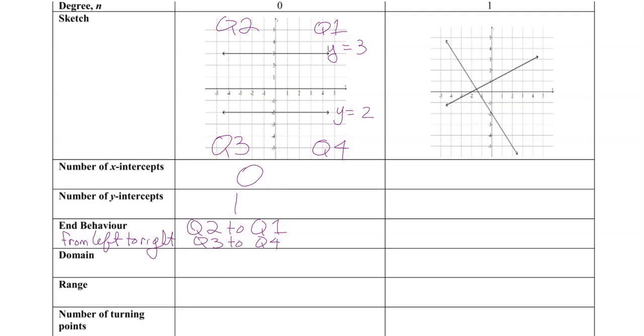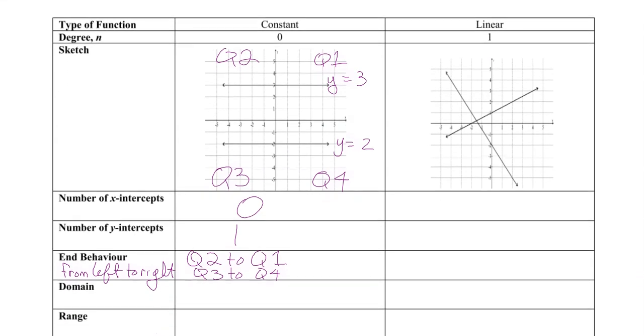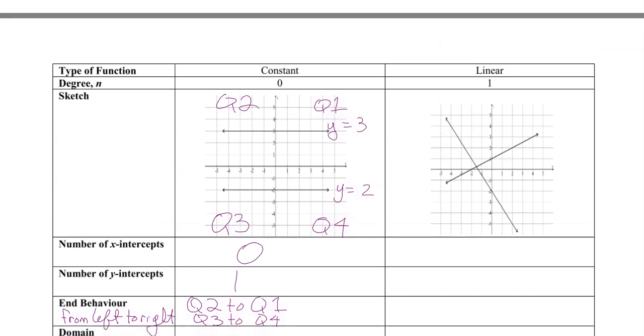We'll write the equation here. Y is equal to K, where K is a constant. So in other words, just a number, right? Not a variable. It's not like Y equals X.